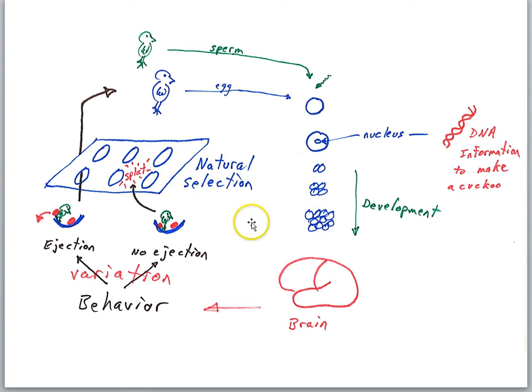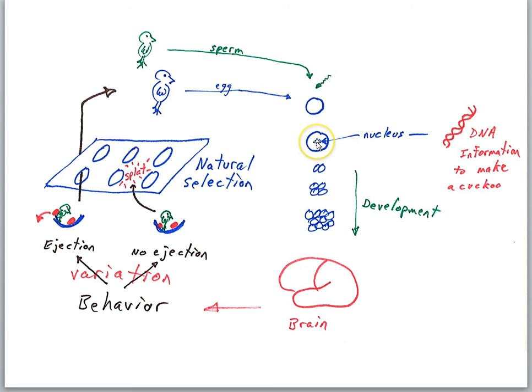Again, our task is to understand how an instinct can arise in a species. So let's start with some cuckoo parents up here. Now we have the male and the female, and the male will produce a sex cell called a sperm cell, and the female will produce an egg, and the sperm cell will fertilize the egg, and so we'll have a fertilized egg.